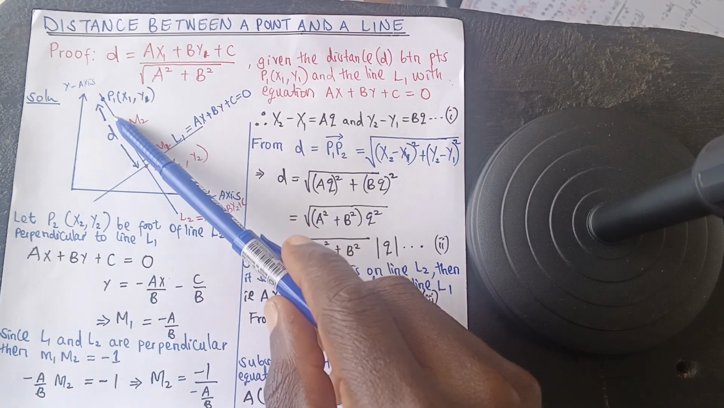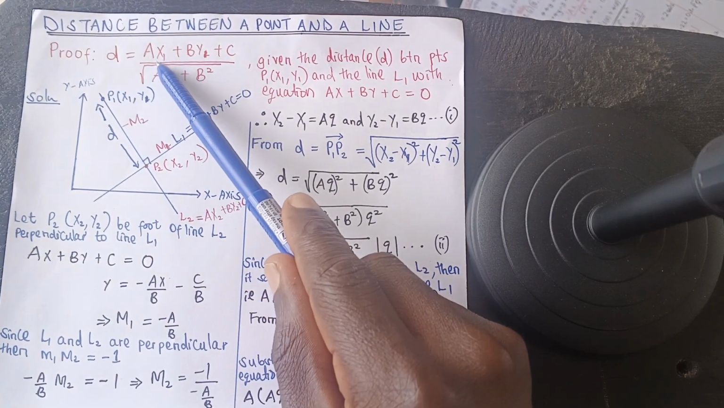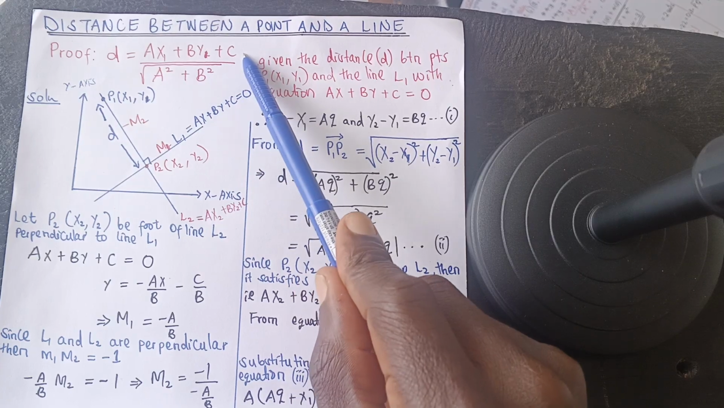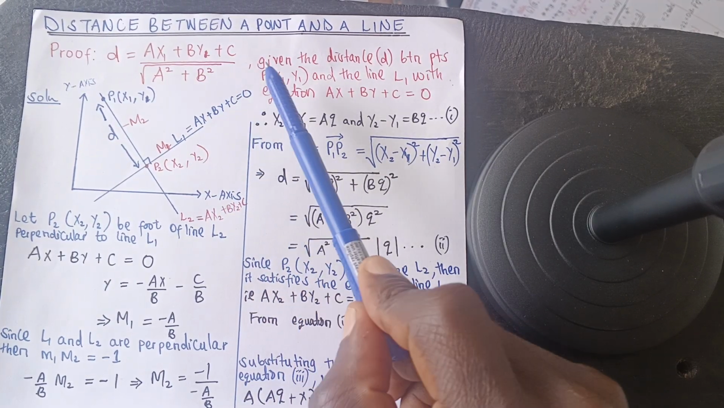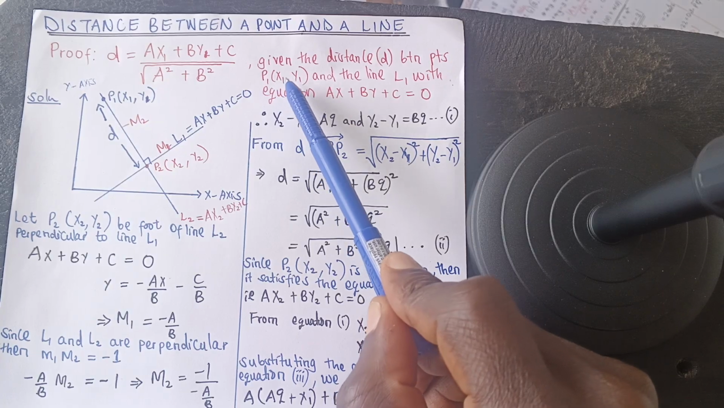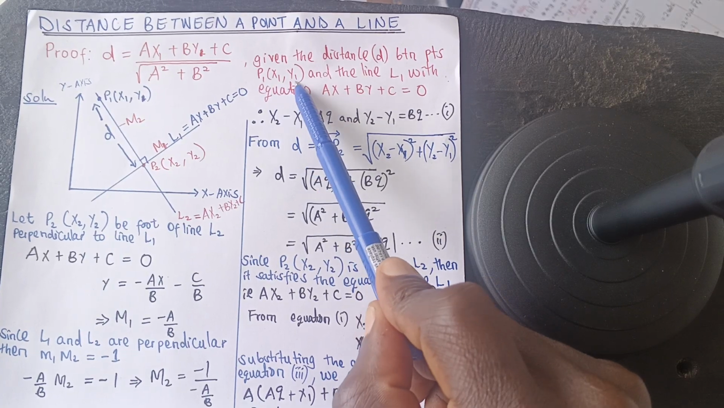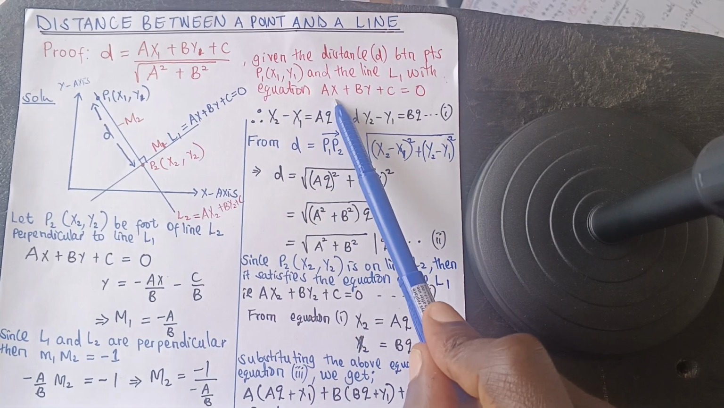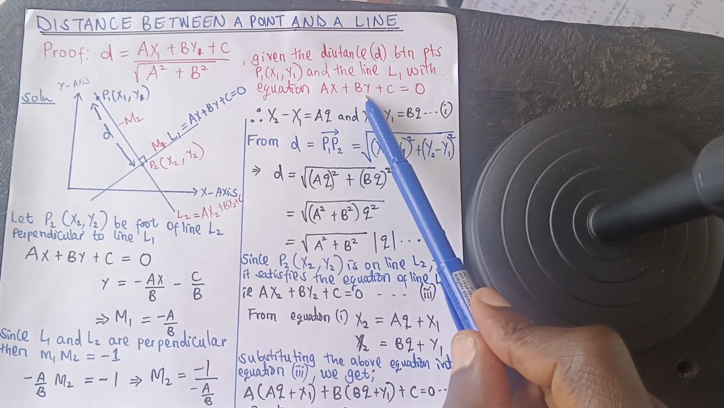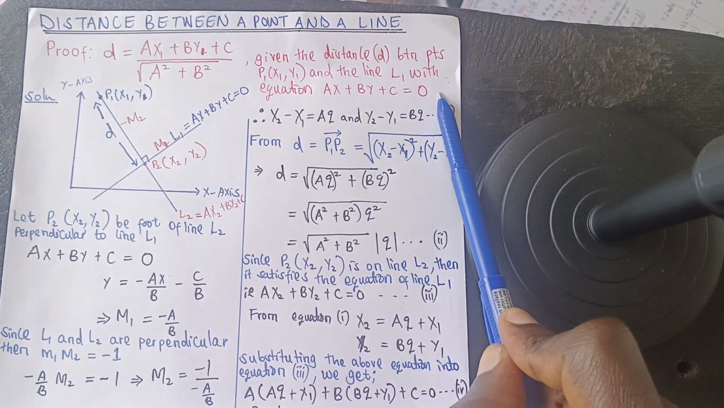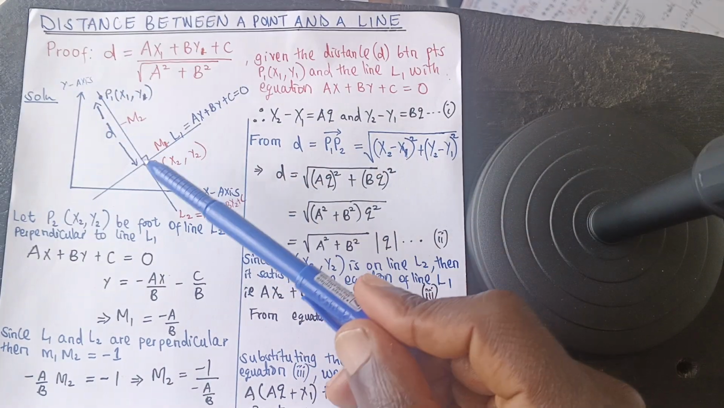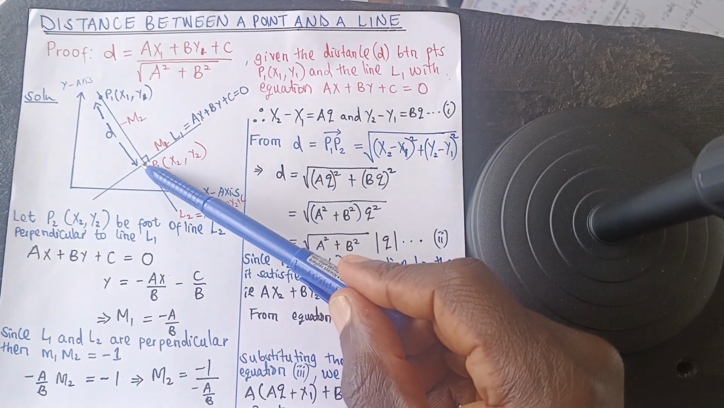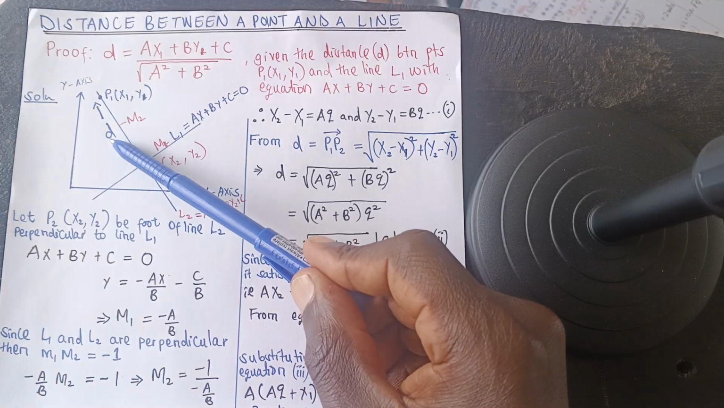First, we are going to prove that D is equal to |ax1 + by1 + c| divided by the square root of a squared plus b squared. You are given a point (x1, y1) and a line. The equation of the line is given by ax + by + c = 0. If we try to sketch, this is the line and this is the point. We are going to find the distance from this line to this point, which is given by D.